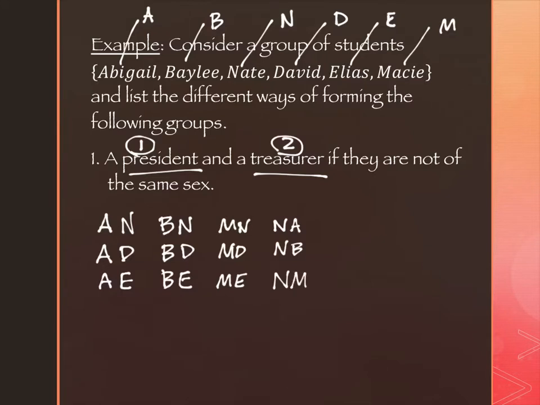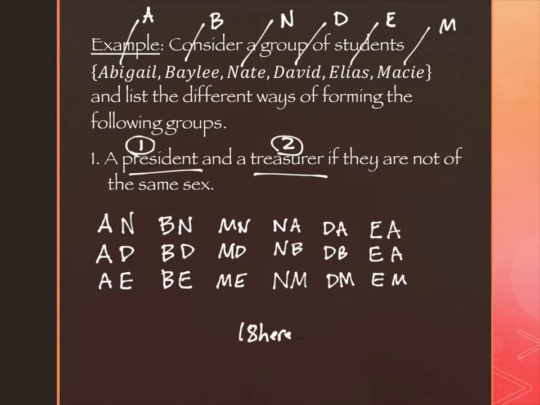And I can do the same thing with David, right? David with Abby, David with Bailey, or David with Macy. And then also Elias. Elias with Abby, Bailey, and Macy. Now, it didn't ask us how many there are, but you could count these, right? How many results did we end up having, different combinations of people? 18. There are 18 of these here.